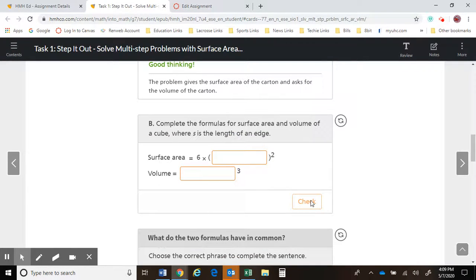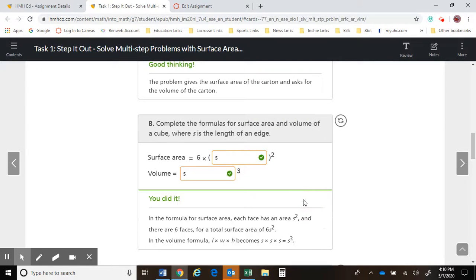Complete the formulas for surface area and volume of a cube where S is the length of an edge. So there are 6 sides to a box, and since there's 6 sides, we can do 6 times a side. And of course, my volume is length times width times height. So I take my side length and I cube it, multiplying it times itself 3 times to get my answer.